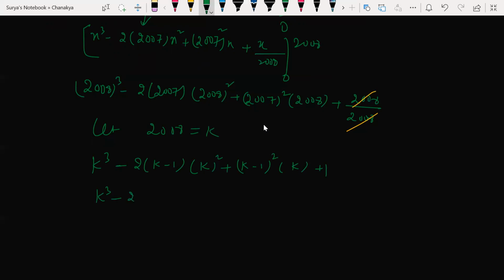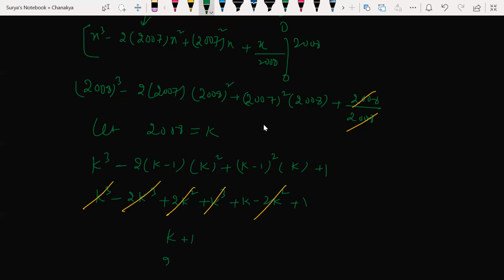k cube minus 2k cube plus 2k square plus kx square means k cube plus k minus 2k square. I wrote directly, guys, plus 1. Now let's check. Plus k cube minus k cube. Okay, 1k cube, 1k cube, 2k cube, 2k cube, minus 2k cube plus 2k square minus 2k square. So k plus 1 is the answer.